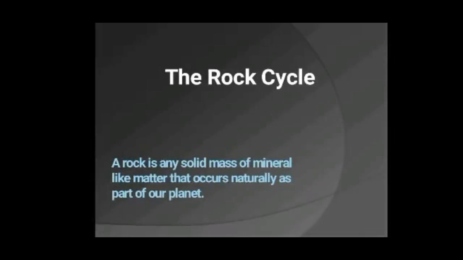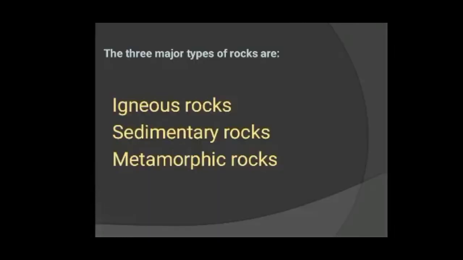I will discuss module 14 and my assigned topic, which is the rock cycle. So what is a rock? A rock is any solid mass of mineral-like matter that occurs naturally as part of our planet. The three major types of rock are igneous rocks, sedimentary rocks, and metamorphic rocks. Interaction among earth, water, air, and land can cause rocks to change from one type to another. The continuous processes that cause rocks to change make up the rock cycle.